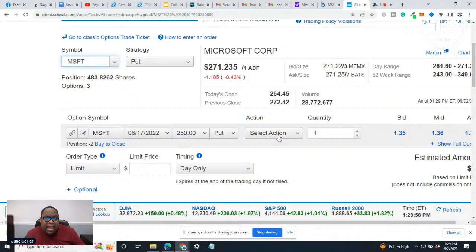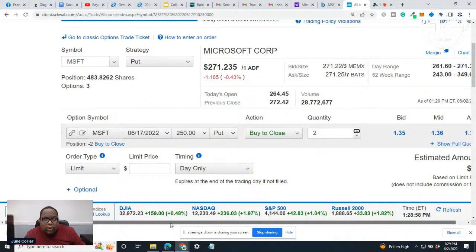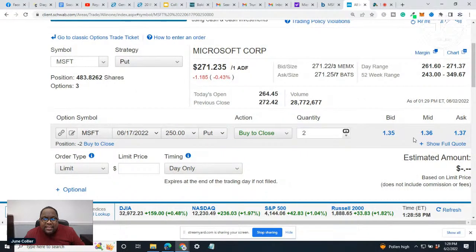So I'm going to select my action. We'll click that. We're going to click buy to close. And then the quantity is 2 contracts. I had 2 contracts, so I'm going to go with 2 contracts. Now, if I scroll over, I can see what it is going for right now. Right now it's going for right at 136, 137. This is our bid and our ask. The mid is 136.